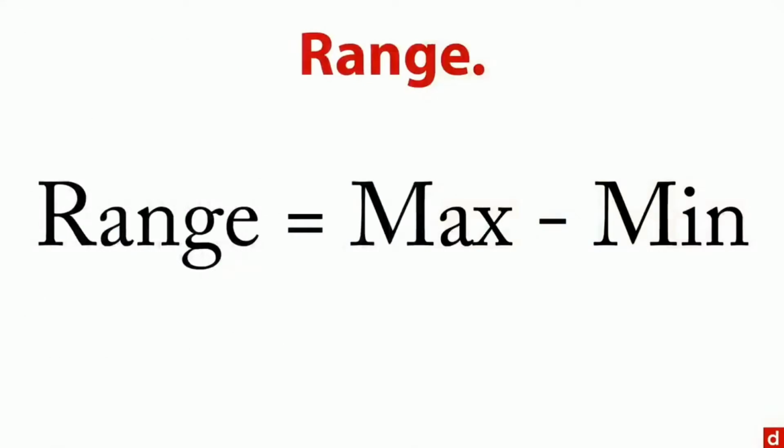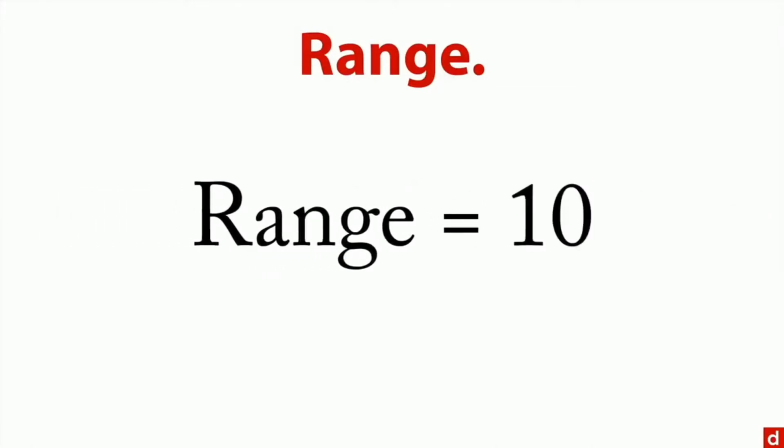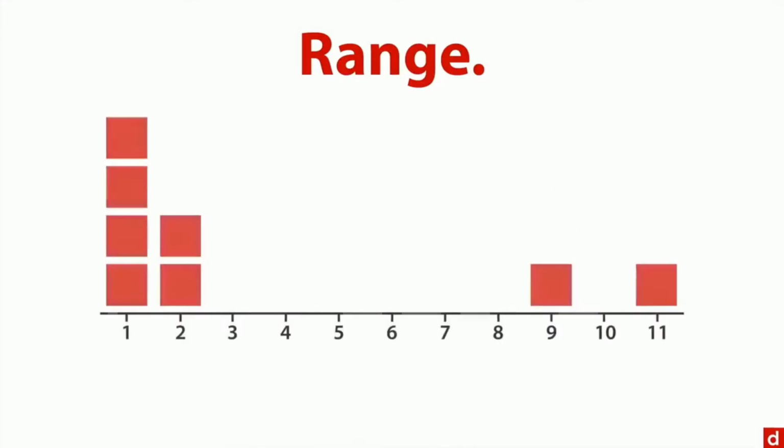First, the range. The range is simply the maximum score minus the minimum score. And in our case, that's just 11 minus 1, which is equal to 10. So we have a range of 10. And I can show you that here on our chart. It's just that line there at the bottom from the 11 down to the 1. That's a range of 10.